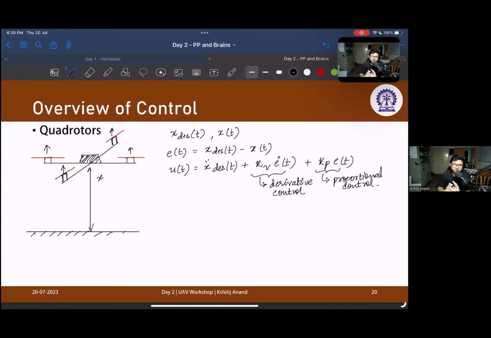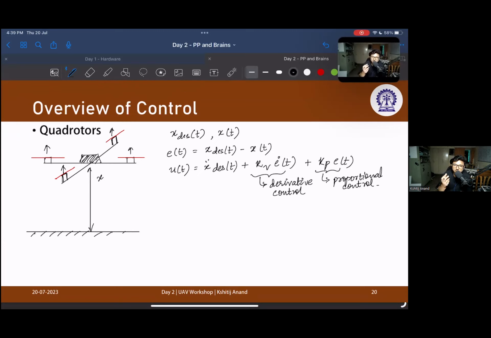If the error is high, you obviously need more force to correct it. But if someone is already working towards their goal, they're reaching it, then you can't keep pestering them all the time, right? That is going to have negative consequences. So you need to take the derivative term into effect as well. So this is called PD control.